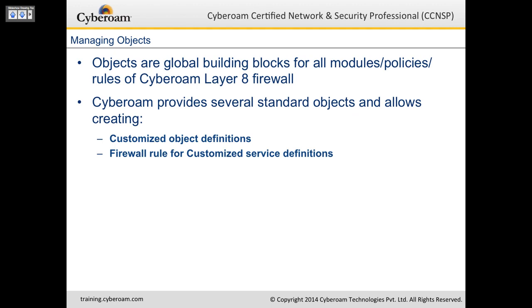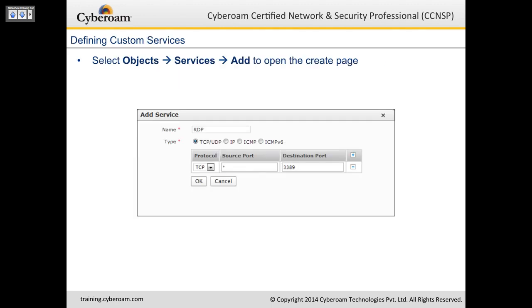By default, Cyberoam gives you a lot of inbuilt services, so that you don't have to create a custom service. But if you want to create your own custom service, you can even do that. Let's say you'd like to create a service for RDP. You can go ahead and create a custom service for RDP. What you need to do is go to objects, go to services, and click on add to open the create page.